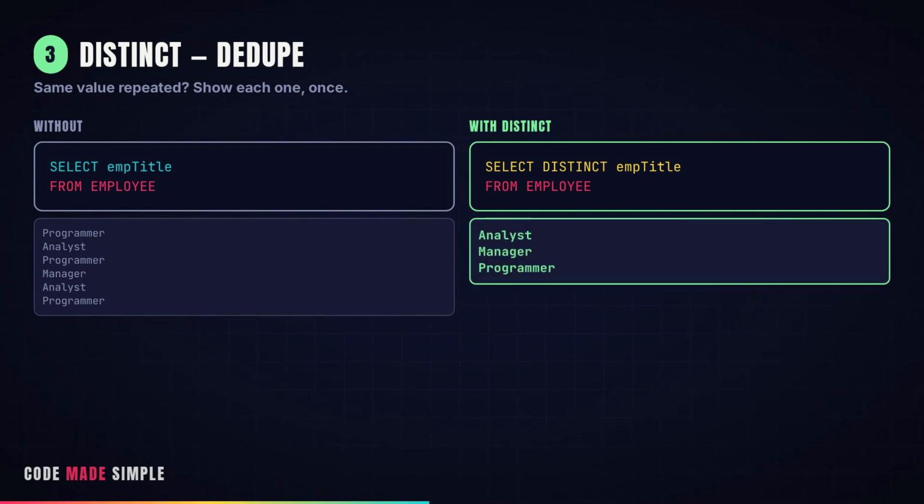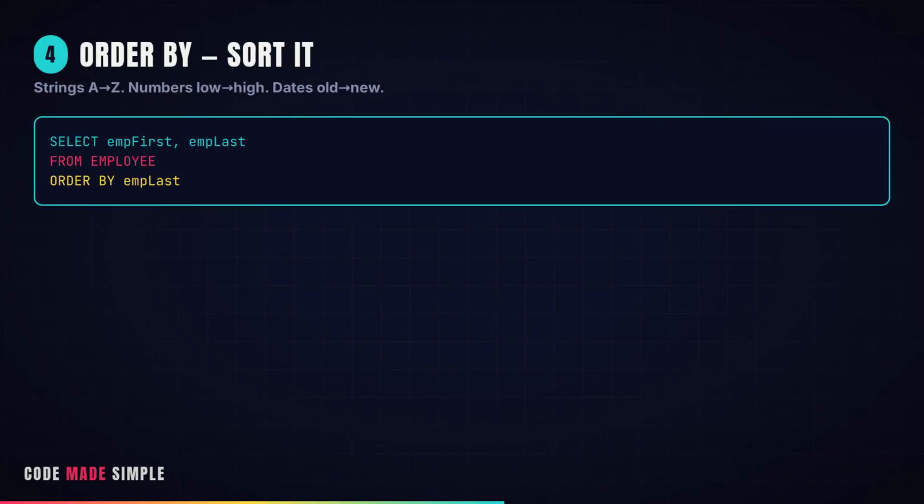Add DISTINCT after SELECT and duplicates vanish. SELECT DISTINCT EmpTitle FROM Employee. Every title, exactly once. Results in random order.